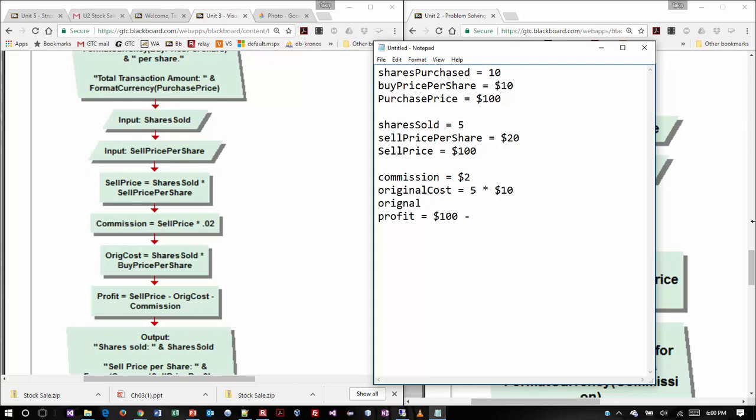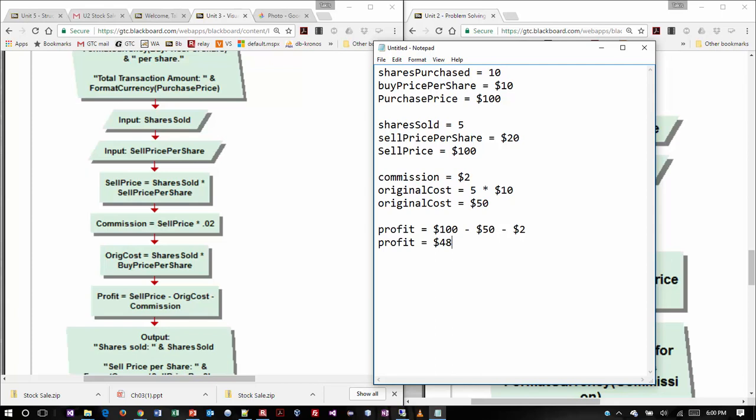So then that original cost works out to be $50. And then we need that for the profit equation. So the price we sold it for, that's the $100. The cost of those shares was $50, and then the commission was $2. So therefore, our profit equals 48.